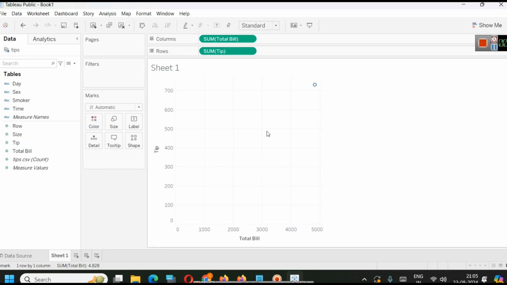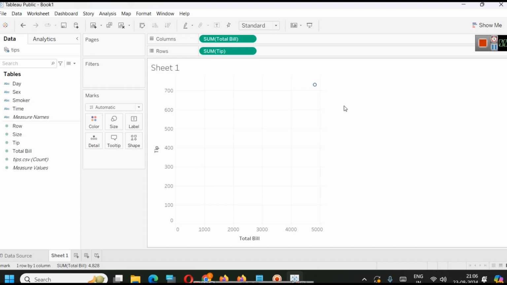When we drag two measures, the default graph is a scatter plot. You are seeing just one scatter point here because it is just a point on the graph. Total bill is 4828 and tip is 731.6. So on the x-axis it is 4828, on the y-axis it is 731.6, and you know that a point has two coordinates, x comma y.